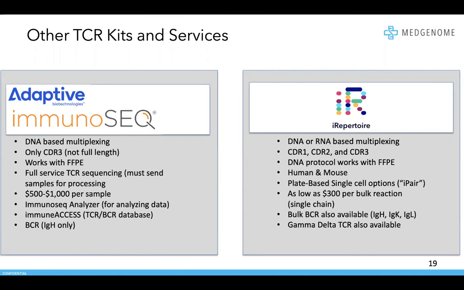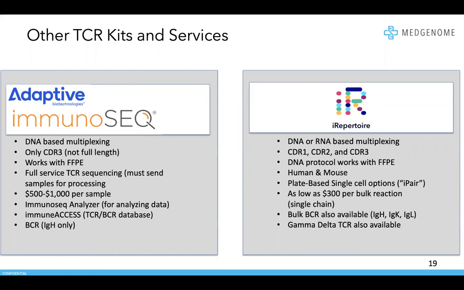iRepertoire is another one that comes up a bit, and they certainly have a wider variety of offerings compared to Adaptive. They also use a multiplexing based method, but they use both DNA or RNA as input. And based on how their primers are designed, they capture the CDR1, CDR2, and CDR3 regions. It does work well with FFPE. Their species are human and mouse. They do have plate-based single cell options called iPair.